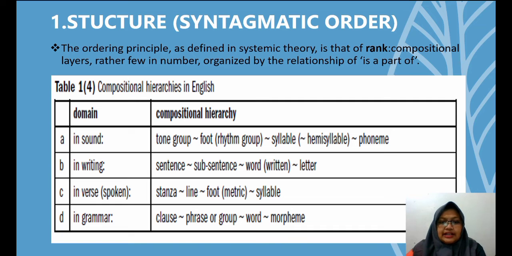In the compositional hierarchy of sound, there are tone group, foot or rhythm group, syllable or hemisyllable, and phoneme. In writing, the compositional units are sentence, subsentence, word or written word, and letter. In verse or speech, they are stanza, line, foot or metric, and syllable. The last one, in grammar, the compositional hierarchy goes from clause, to phrase or group, then word, and then morpheme.